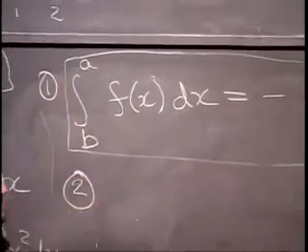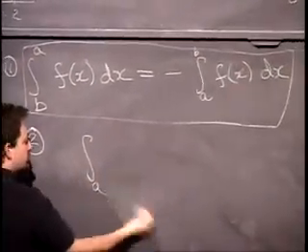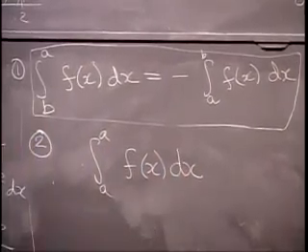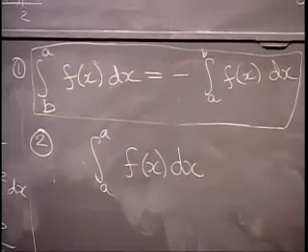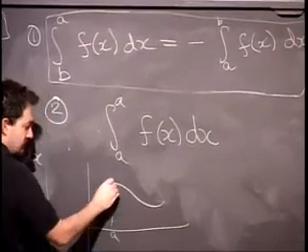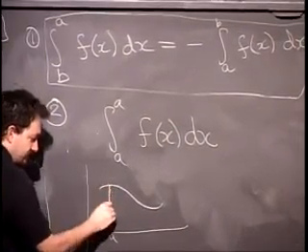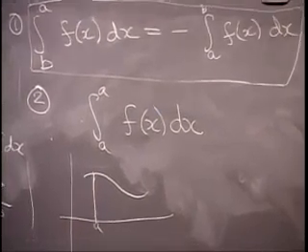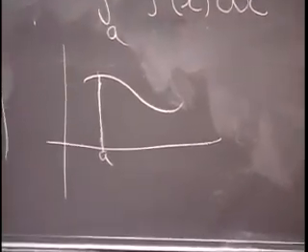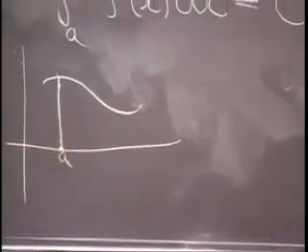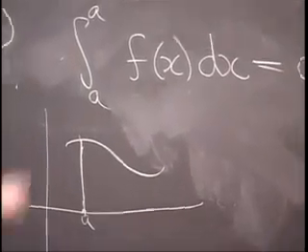Okay, property 2. This is for a bit of light relief, but it's kind of useful. What if you integrate from just a to a? Any number a. Well, what does that look like? Here's my function. Here's a. And I want the area from a to a. Well, there's not much of a partition there. Any partition has all the points equal to a. It's kind of pathetic. This has got to be 0. There's no width. So this is 0. Okay, so that's true always.